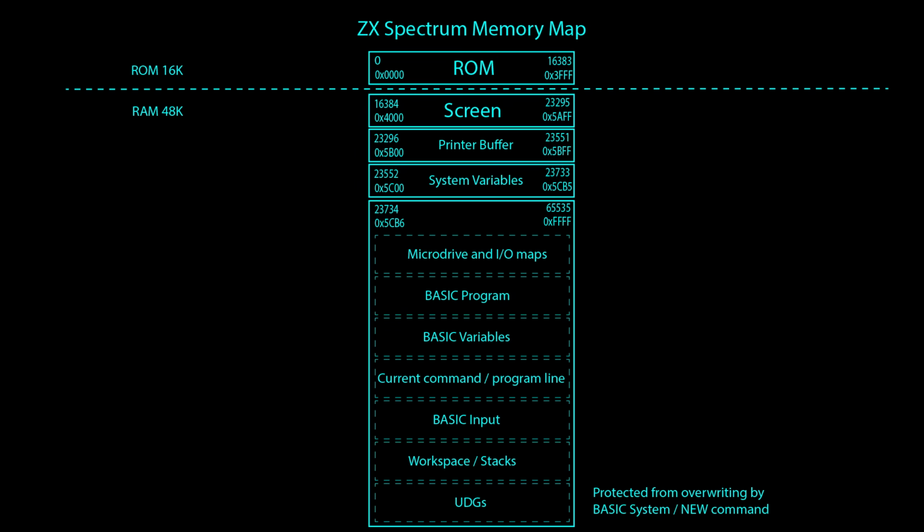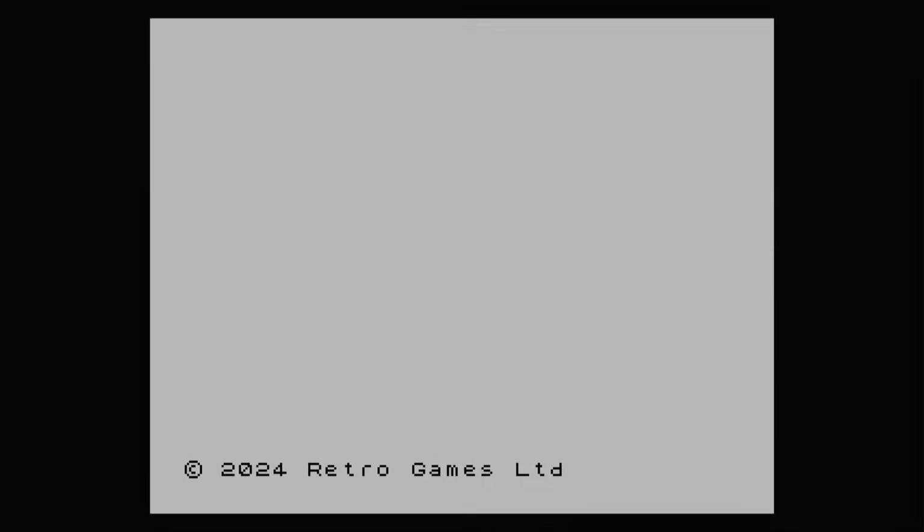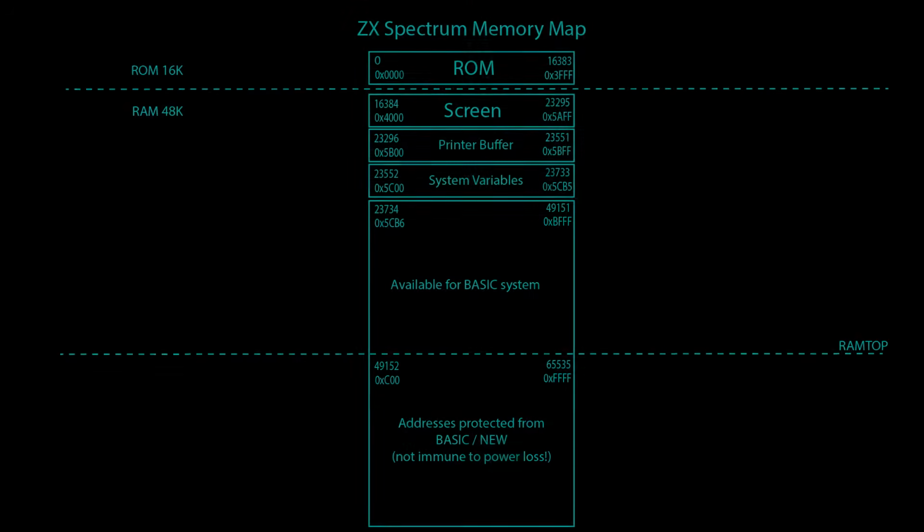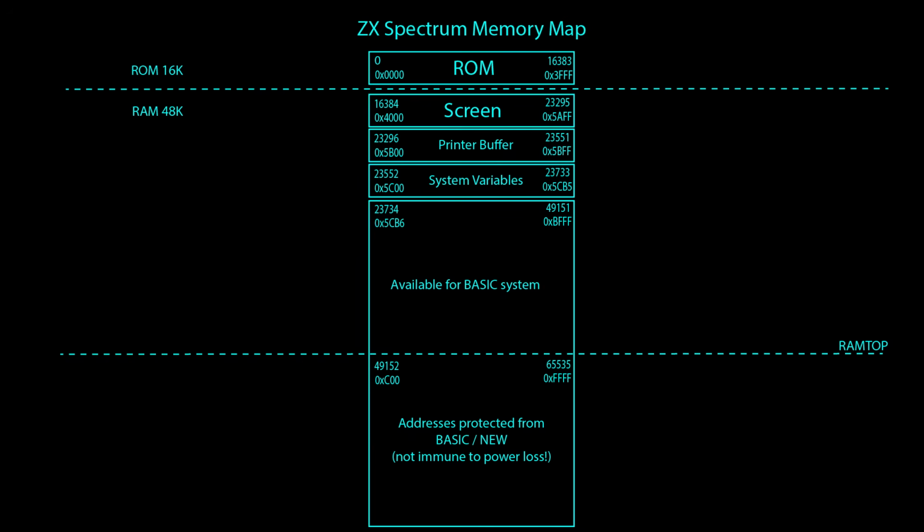What gives them that protection is a system variable called RAMTOP. This sets the last byte that can be used by the BASIC system, which is also the last byte that NEW will clear. We can set this system variable to a new value using the CLEAR command. So, for example, if we wanted to reserve the topmost 16K of RAM, we could issue the command CLEAR 49151. This will protect the area of RAM from 49152, which is 0xC000 in hex, to 65535, which is 0xFFFF in hex.